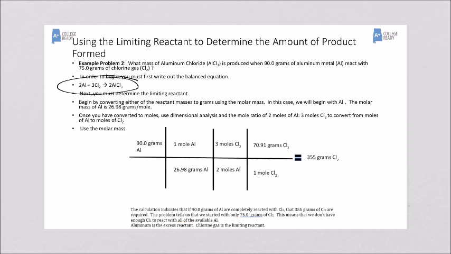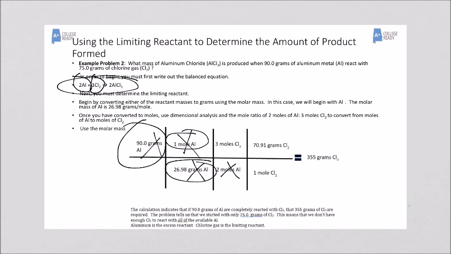We can start our calculation with either the 90 grams of aluminum or the 75 grams of chlorine gas. It doesn't matter. But we've got to determine what the limiting reactant is. I'm going to start with the aluminum. And I'm first going to convert the 90 grams of aluminum to moles using the molar mass. Grams cancel. I'm going to do a mole ratio between my chlorine and aluminum, which is going to be 3 to 2 moles. The 2 moles of aluminum cancel out there.